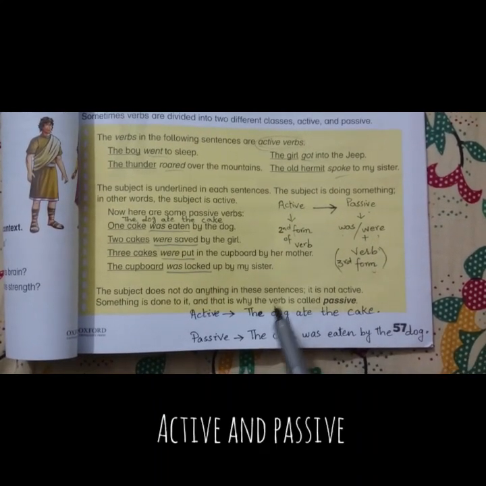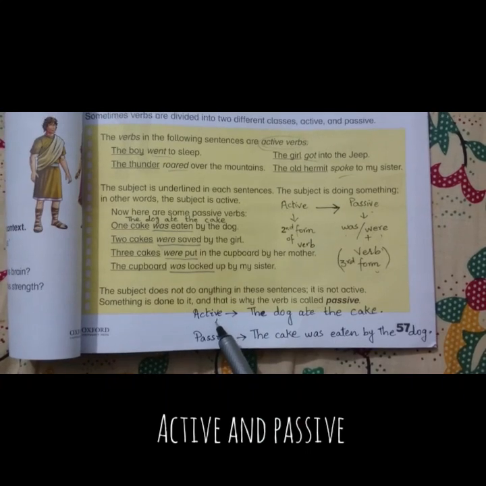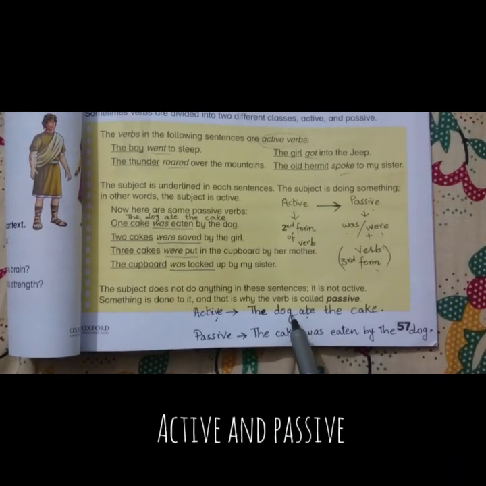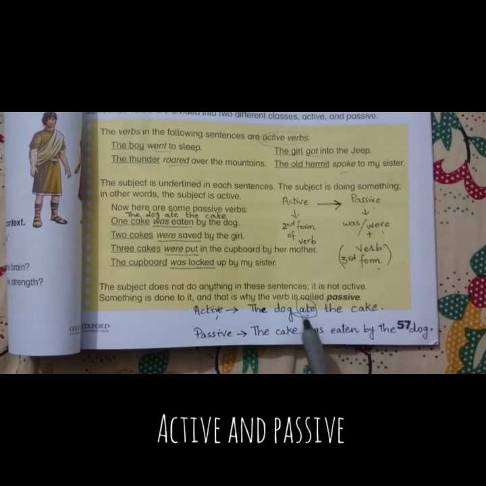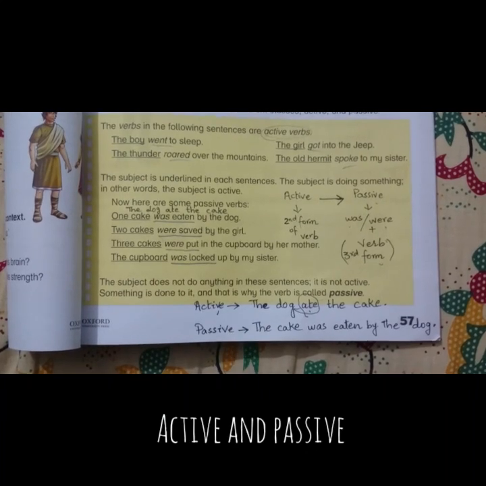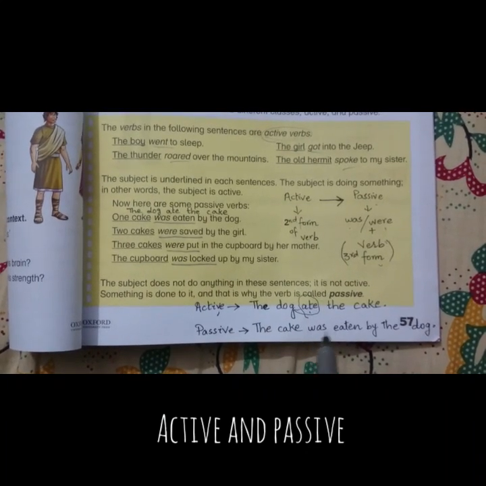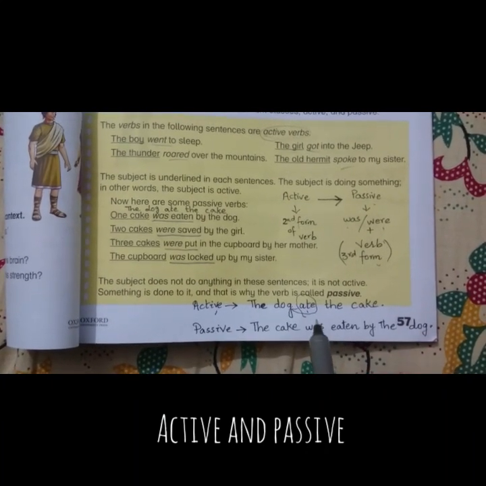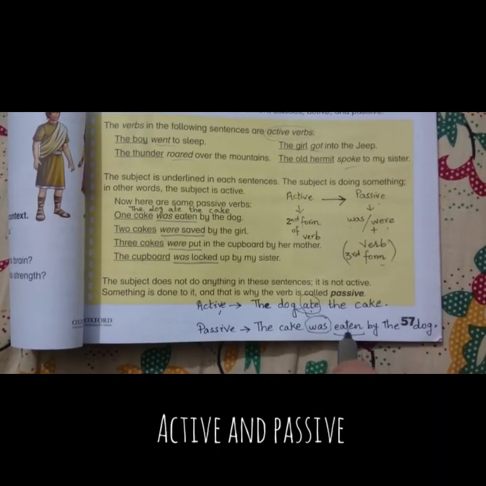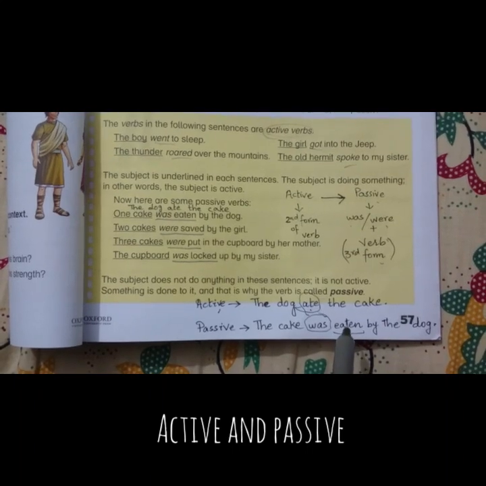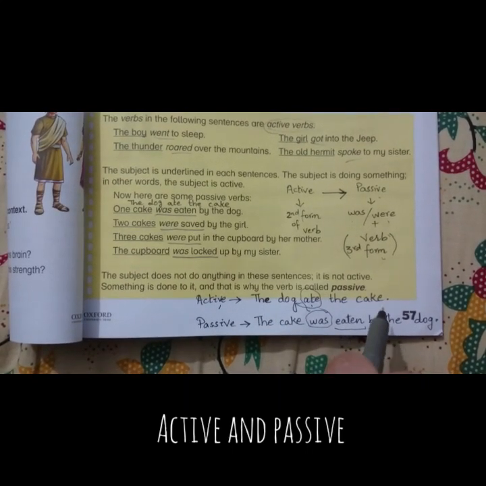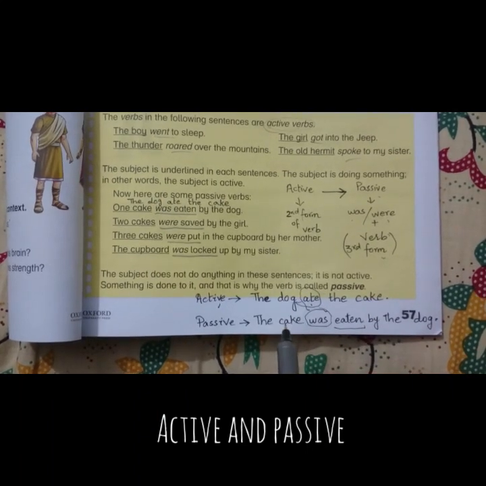For example, the active voice is the dog ate the cake. As we know, I have used ate here, so this is the second form of verb. Let's see how I have changed active voice into passive voice. The cake was eaten by the dog. First of all, I have used was over here, and then eaten, which is the third form of eat. And remember, the object comes first and the subject comes last when we change active into passive voice.